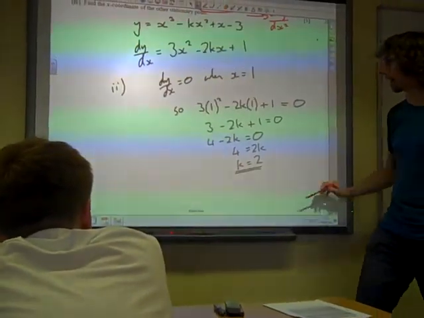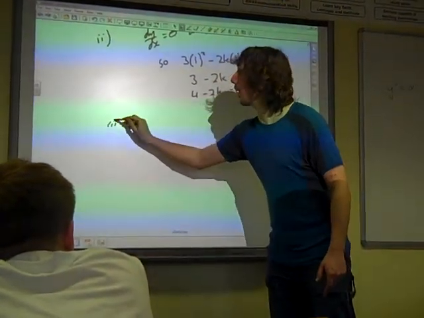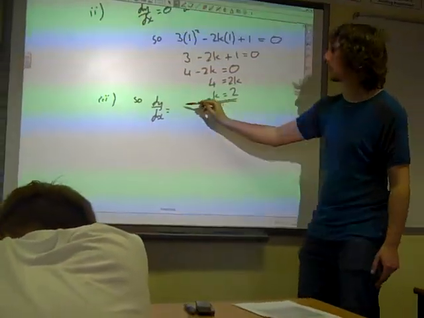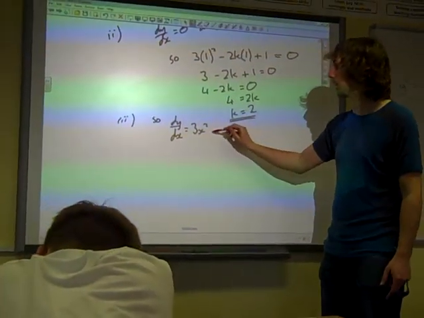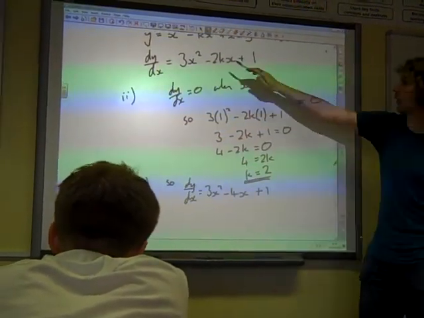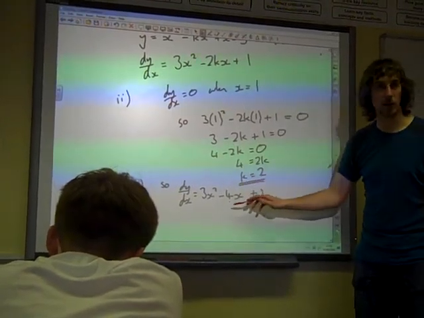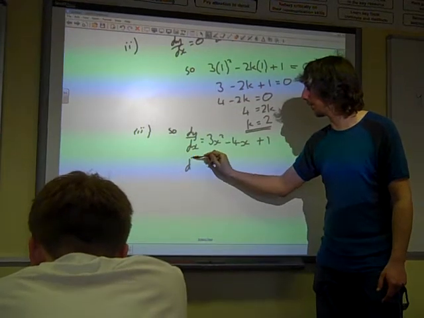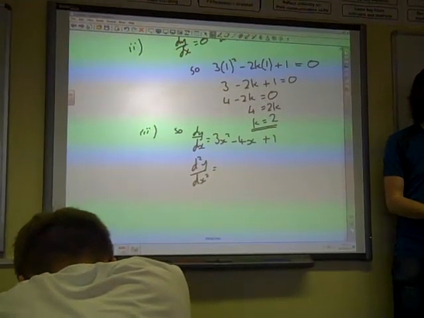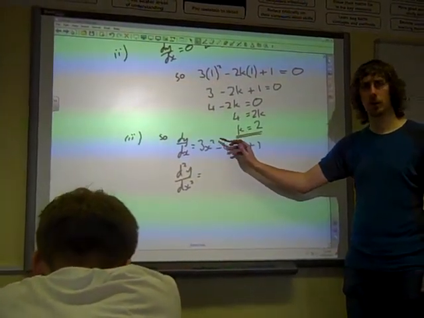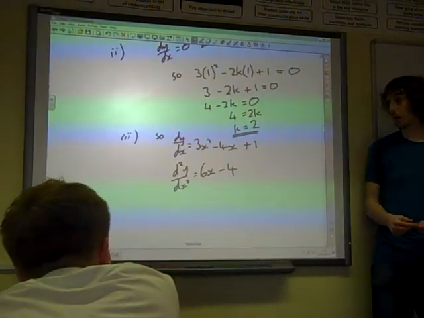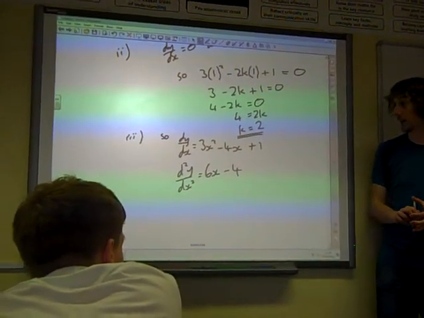So what have we got now? We already now know, as we come to part 3, that dy by dx is 3x squared, k is 2, so that's minus 4x plus 1, that's right, isn't it? We had 3x squared minus 2kx plus 1. So that's what dy by dx is. So the second derivative, if we just differentiate that expression one more time, 3x squared goes to 6x, minus 4x is going to go to minus 4, and the 1 is going to go to 0. We've got 6x minus 4.